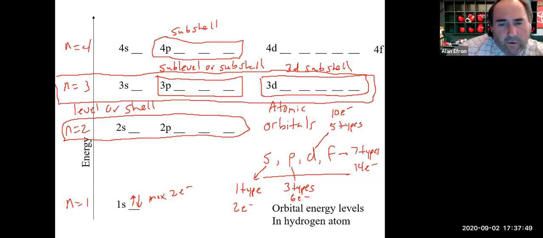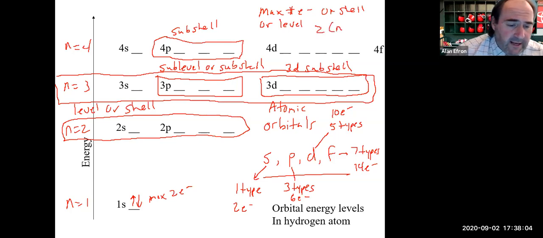So one way you could quickly calculate the maximum number of electrons on a shell or level is to take 2 times n squared. n is that principal quantum number, which is the energy level. You square it and then times it by 2. So for example, if we did the n equals 2 level, 2 squared is 4, and 4 times 2 is 8.